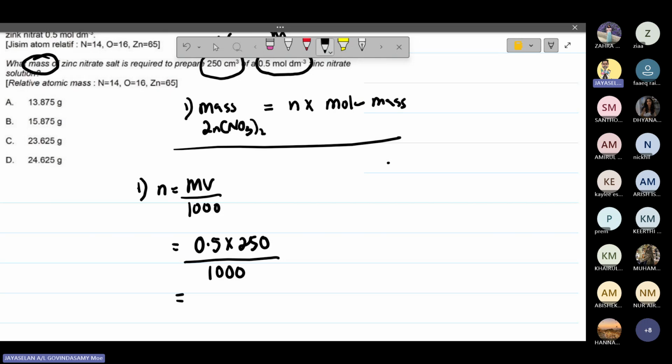Anyone can give me the answer? 0.5 times 25, so 0.125. Okay, 0.125. You already find the mole, right? Okay, now you do what? Your second step, you find this.